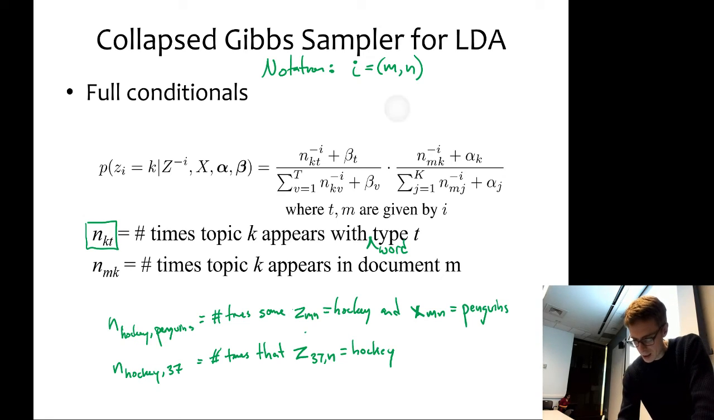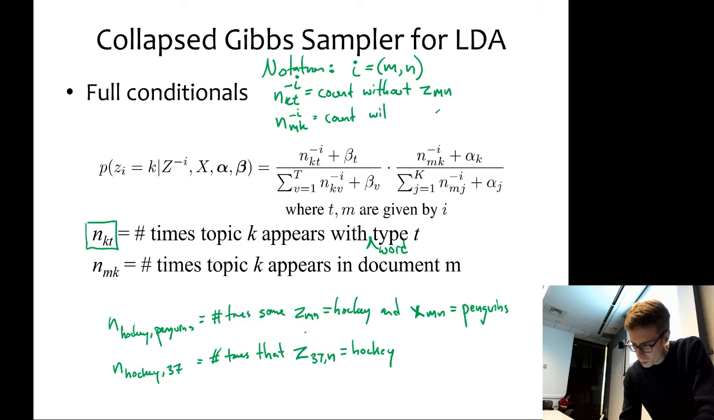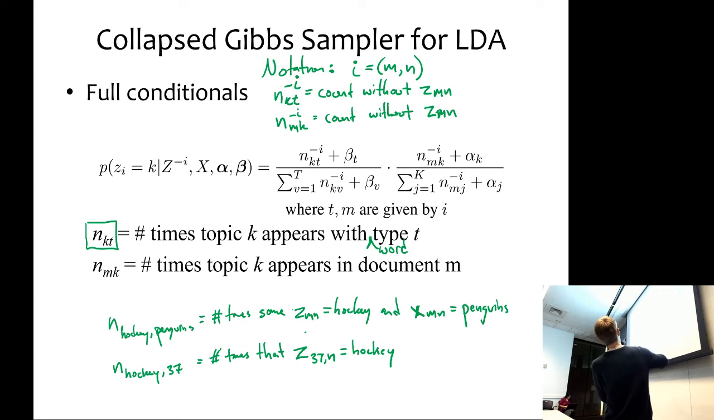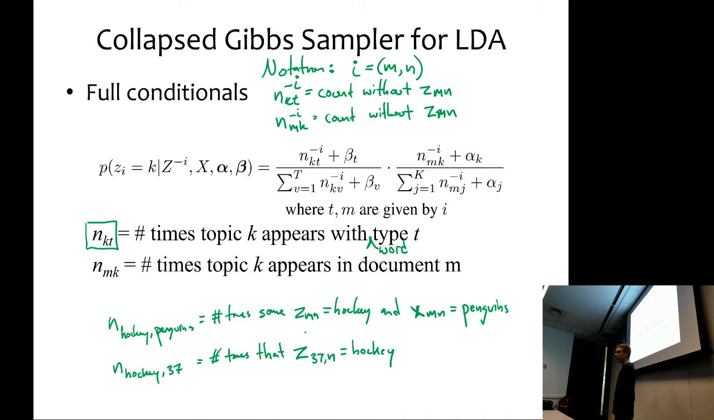Okay. So N sub kt minus i just equals the count without Z_mn, and N sub mk minus i is just the count without Z_mn. It would be like if you were keeping track of these things globally. You could imagine a little table representing N_kt and N_mk. So if I give you N_kt, how do you get N_kt minus i efficiently?